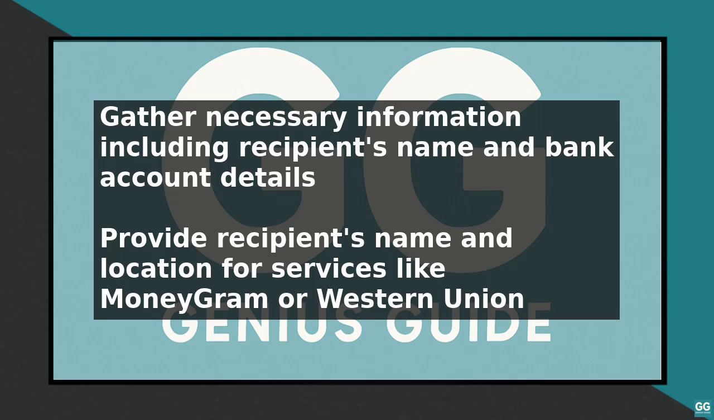Once you have chosen a service, gather the necessary information. This typically includes the recipient's name, address, and bank account details if you are transferring to a bank account. If you are using a service like MoneyGram or Western Union, you will need to provide the recipient's name and location. Now, initiate the transfer.